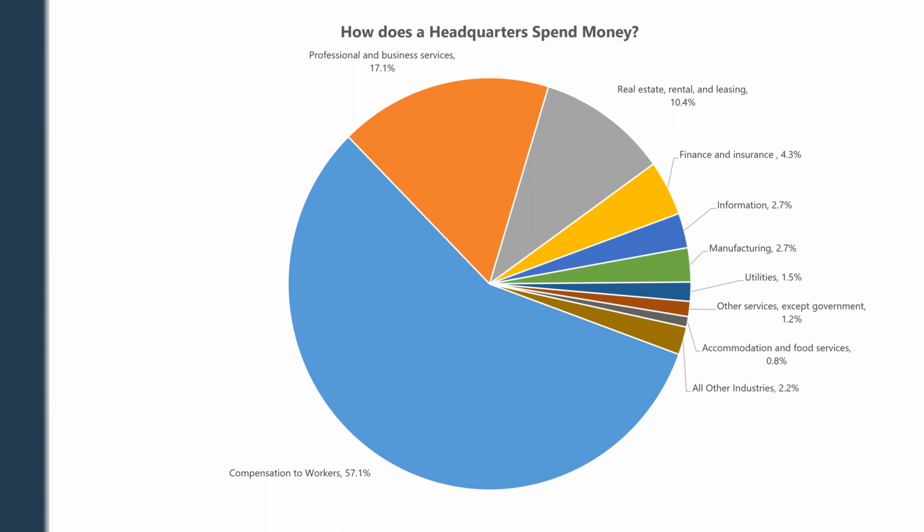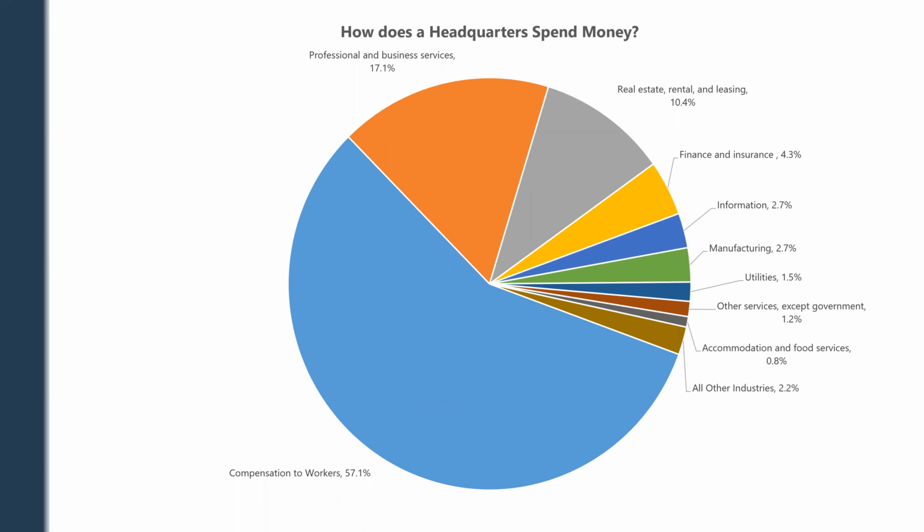Some of it would be for other professional business services. Again, this is a headquarters specifically. If we were to do this in a different type of project, for manufacturing, these spending patterns might be different. After compensation to workers and professional business services, you've got real estate at 10% of the spending, then finance and insurance, information, and then some other things are smaller and smaller amounts.